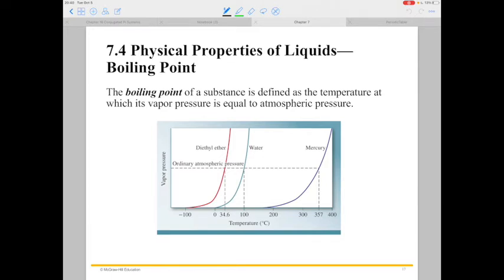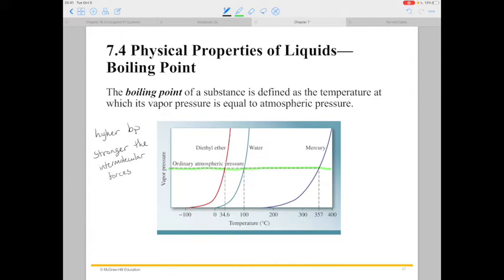So for example, boiling point. This is the boiling point of three different materials: diethyl ether, water, and mercury. What this graph is saying is that when you cross this line, that's the temperature at which your compound goes from being a liquid to a gas, the boiling point. The higher the boiling point, the stronger the intermolecular forces.